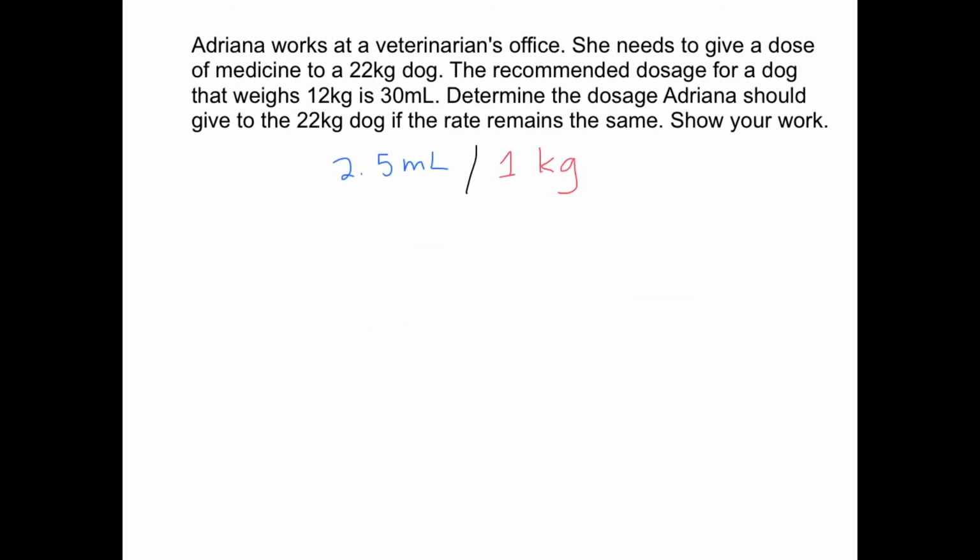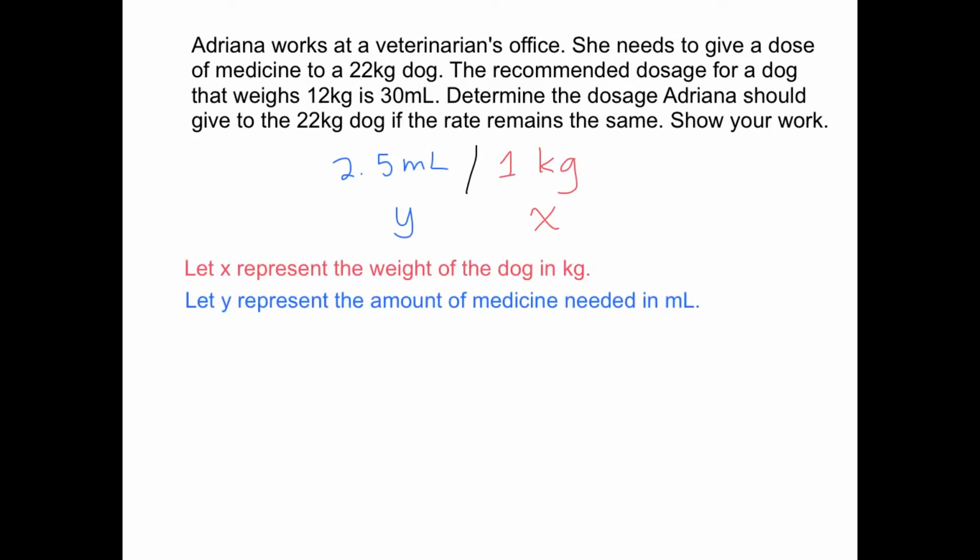We're going to use algebra to solve this problem. So we need to come up with variables to represent our two quantities, to represent the relationship that we're comparing here. So let's choose x to represent the weight of the dog and y to represent the amount of medicine needed. Now we need to come up with an equation using these two variables. Well, let's think about it. What is the amount that we need to calculate? We need to find out how much medicine is needed. So we need to figure out what y is equal to.